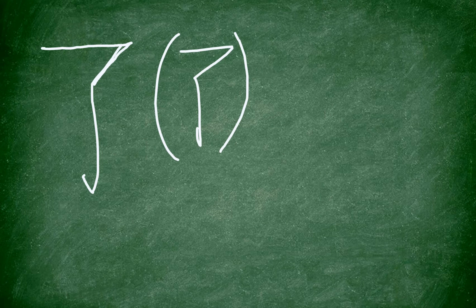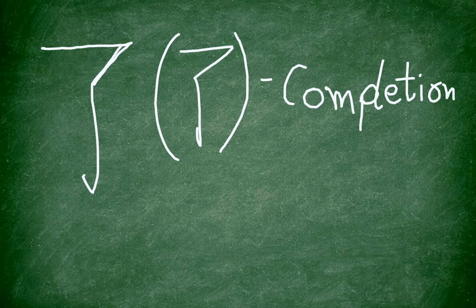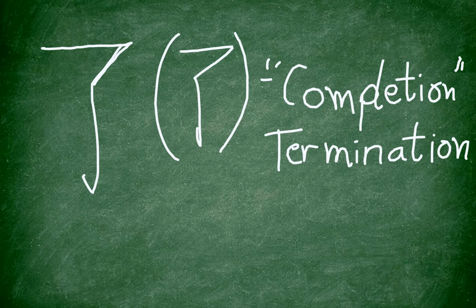So what is this about? This character is simply completion, or the idea of something completed, or termination, which is another synonym. And so it includes the nouns, the verbs, anything that has to do with the end.